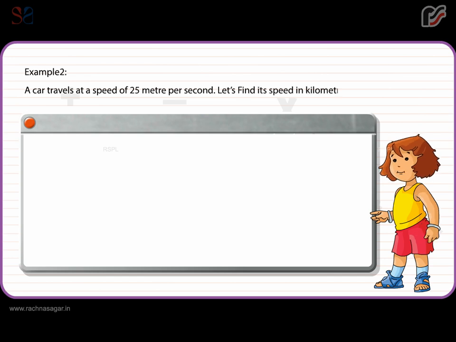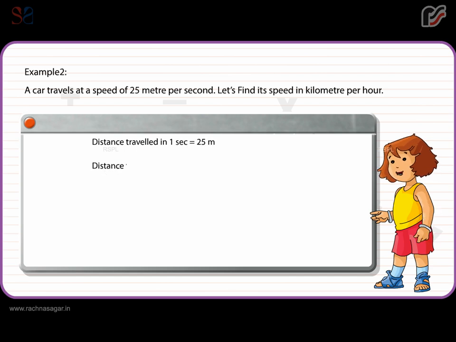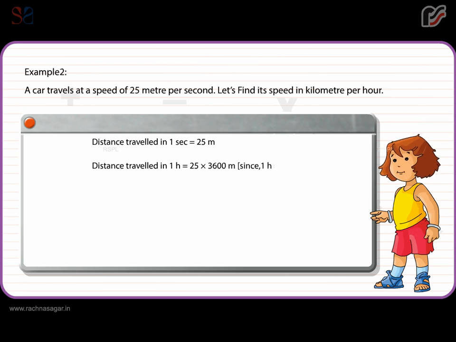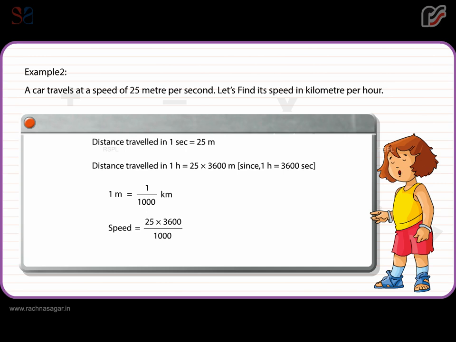Example 2. A car travels at a speed of 25 meter per second. Let's find its speed in kilometer per hour. Distance traveled in 1 second is equal to 25 meter. Distance traveled in 1 hour is equal to 25 multiplied by 3,600 meter, since 1 hour is equal to 3,600 seconds. 1 meter is equal to 1 by 1,000 kilometer. Speed is equal to 25 multiplied by 3,600 divided by 1,000 is equal to 90 kilometer per hour.